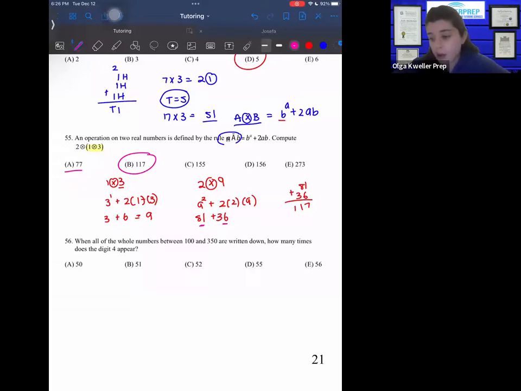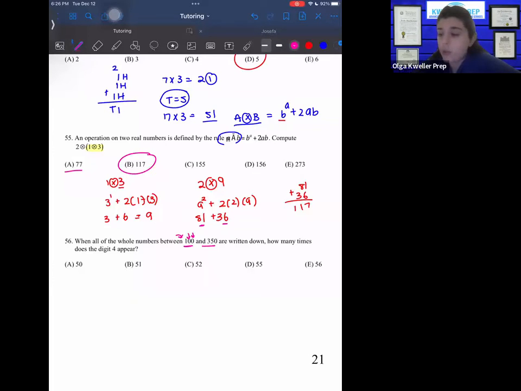When you think about how often a digit can appear, you have to realize that we're dealing with 3-digit numbers. So 4 can appear in the ones place or in the tens place, but in this question it cannot appear in the hundreds place, because we're limited from 100 to 350. So let's start with how many times the 4 can appear in the ones place.